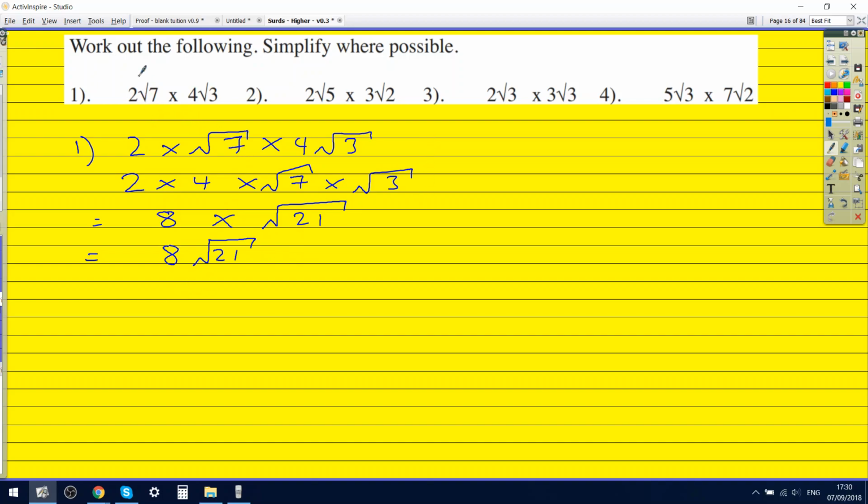Yeah, so these ones, it's normal number times normal number, square root times square root. 2 times 4 is 8. 7 times 3 is 21. Put a square root sign around it and bring the two together, right at the short way. Try question 2.